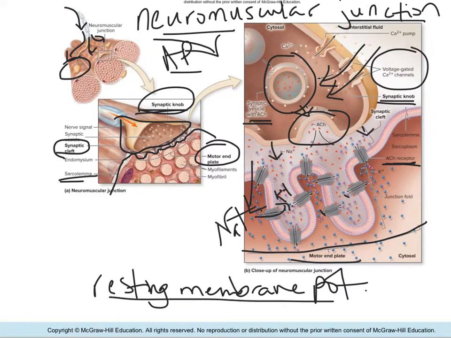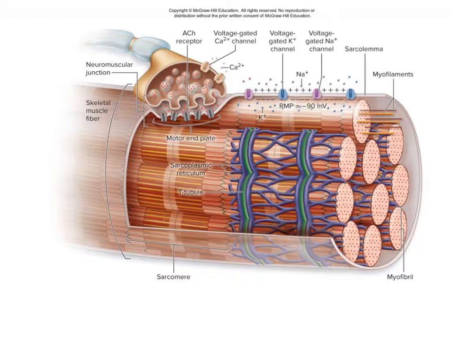That resting membrane potential means that if you look at the plasma membrane or sarcolemma, the inside of the cell will have a negative charge compared to the outside of the cell. When looking at the skeletal muscle, that resting membrane potential is minus 90 millivolts. Here we can look at the resting membrane potential, which is minus 90 millivolts, which means that the inside of the cell has a negative charge compared to the outside of the cell.